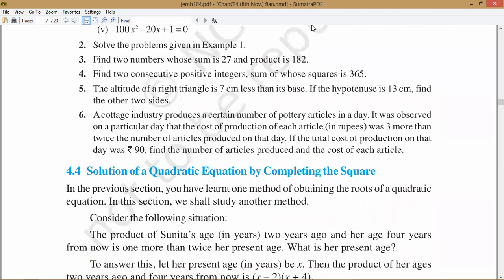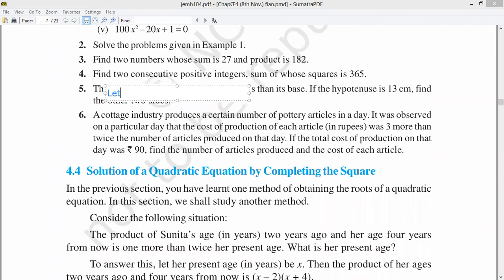Now question number 3. Find two numbers whose sum is 27 and the product is 182. So there are two numbers whose sum is 27 and product is 182. So we can choose, let x be the first number. Okay, so we chose x as the first number. Then the second number is equal to this value, because the sum of both is 27, so if one number is x then the other will be 27 minus x.